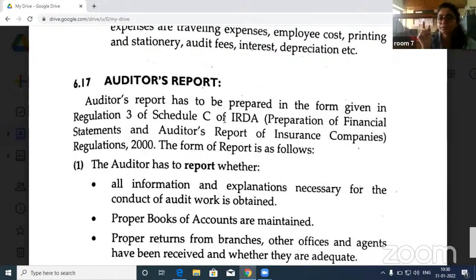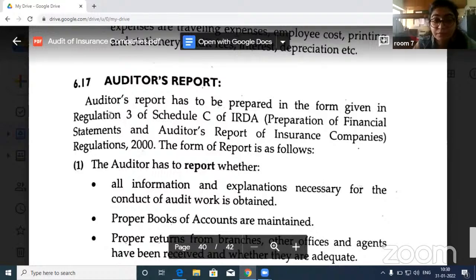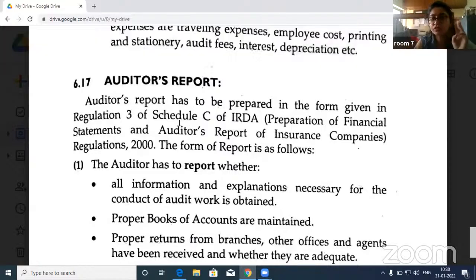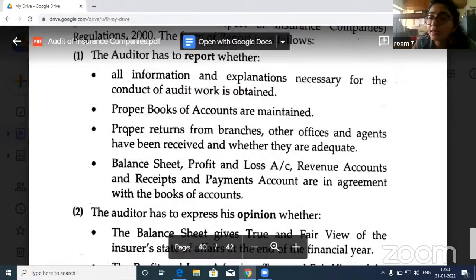Auditor's report on insurance companies. So it should be made in the form given in regulation 3, section 3 of schedule C, that is 3 schedule C of IRDA Act 2000. Okay, it should be made according to that only. Now, what all it will contain?